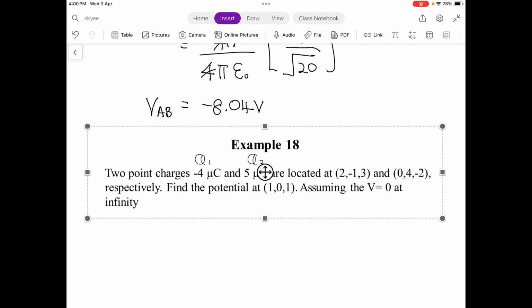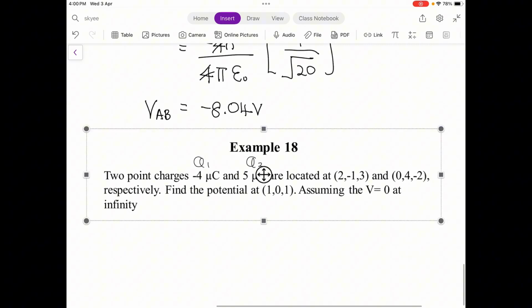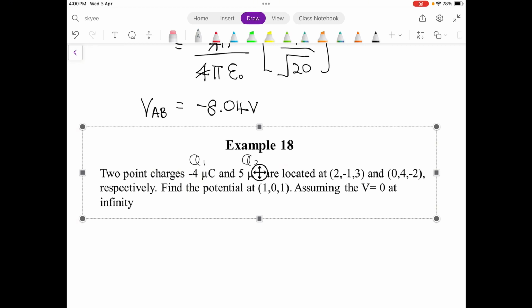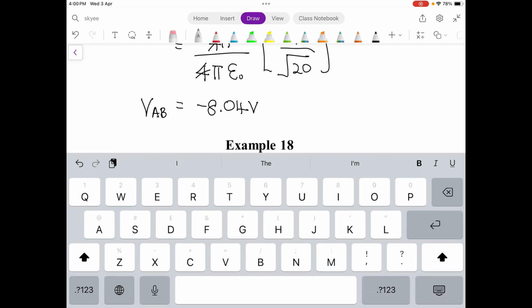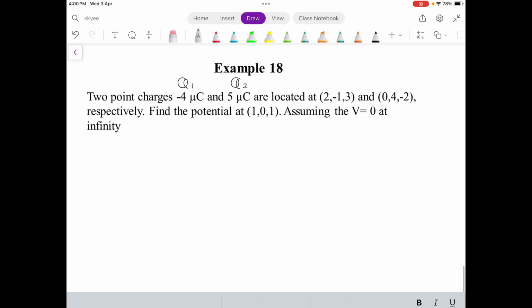Now we look at the next example, example 18, also in your module, in your PowerPoint slide. You have 2 point charges. So these are the values of your point charges, and they are located at the following positions, and you have to find the potential at these positions.